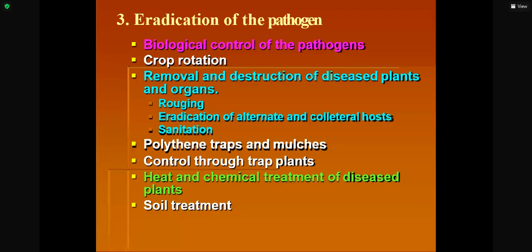We can also treat the soil in a number of ways, for example, with a 5% formalin solution. So we can kill the pathogen present in the soil or in the diseased field. So these are the ways by which we can eradicate the pathogens. But this is a lengthy process. We cannot eradicate the pathogen overnight. It takes time. So by following these techniques, we can eradicate the pathogen from a particular field.